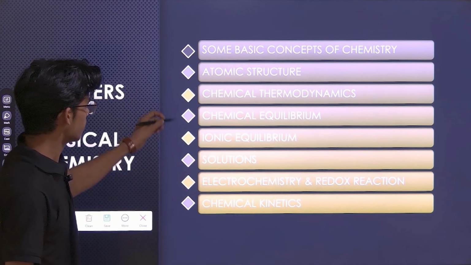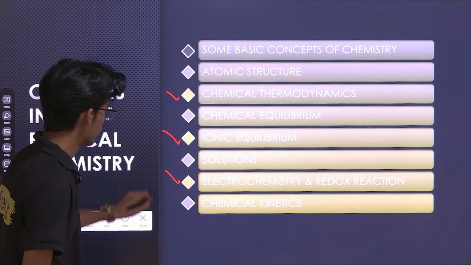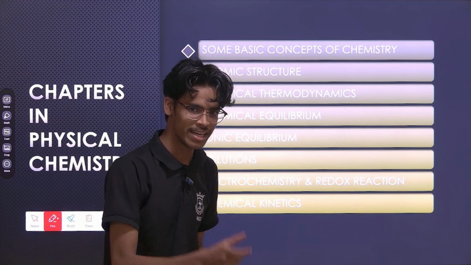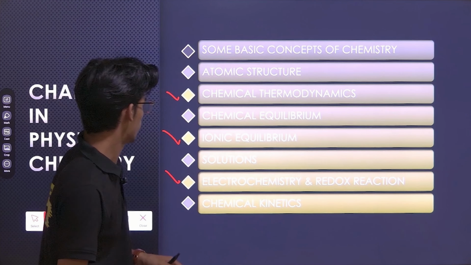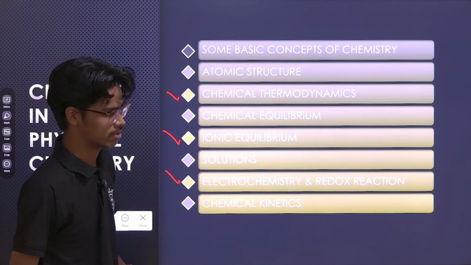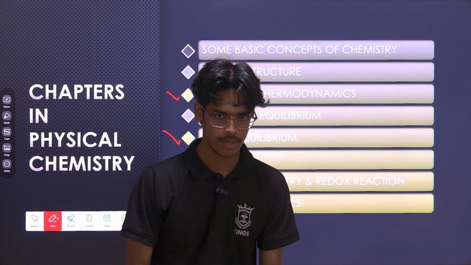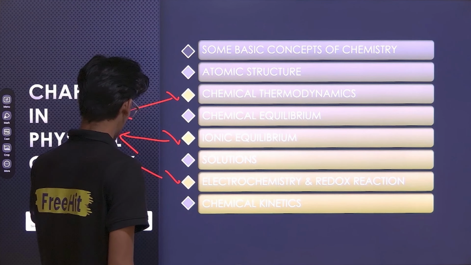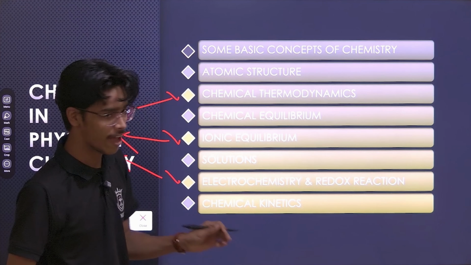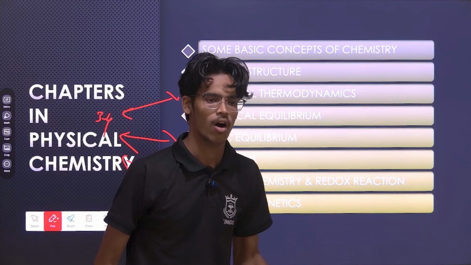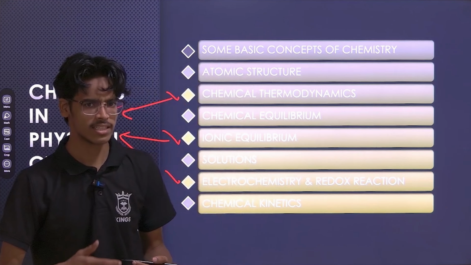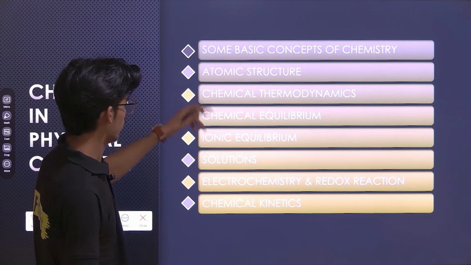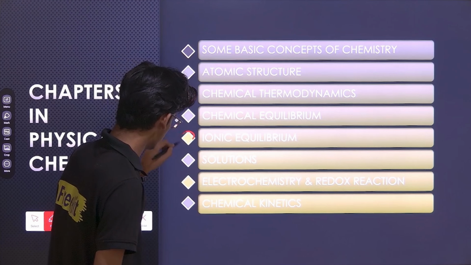The chapters marked with these colors are electrochemistry, ionic equilibrium, and chemical thermodynamics. The equilibrium chapter is important, but the ionic equilibrium chapter is more important. Every year in the NEET paper, 3 to 4 questions have been asked from these chapters, although they are relatively tougher chapters. These are the most important ones.